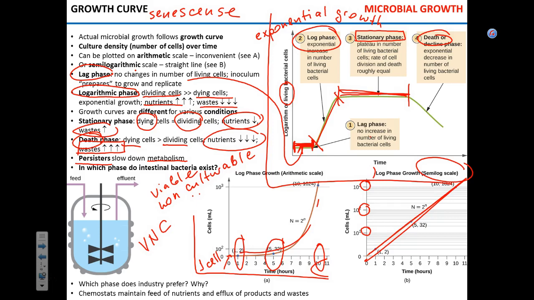Does that make sense? Now, a quick question. Cells in the environment, in your gut, on your skin, in the soil, in which phase of the growth curve do they exist? Stationary, of course. Because if they would exist in a death phase, they would all die. If they would exist in logarithmic phase, especially the ones in your gut, you would explode in a matter of hours. So it can only be stationary.